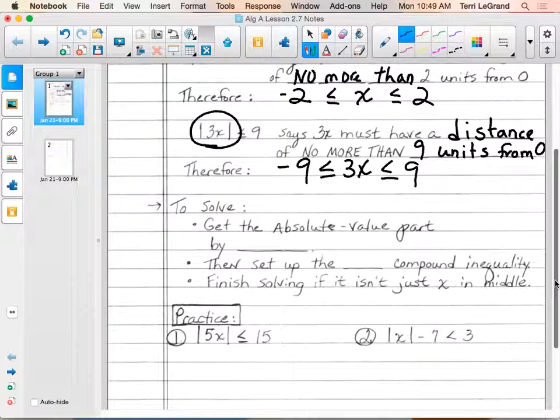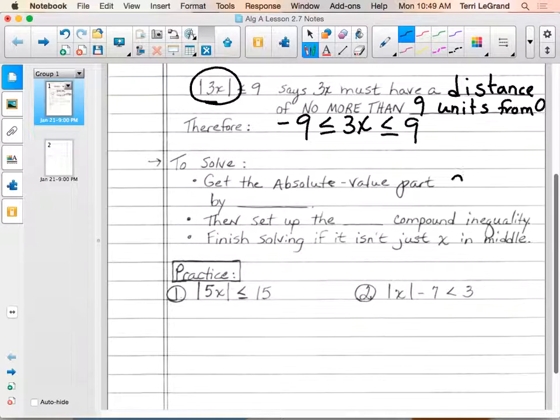So, to solve, get the absolute value part alone. You can't have anything happening on that side with it. Nothing can be added to it, subtracted from it. It can't be getting multiplied by anything. It can't be getting divided by anything.